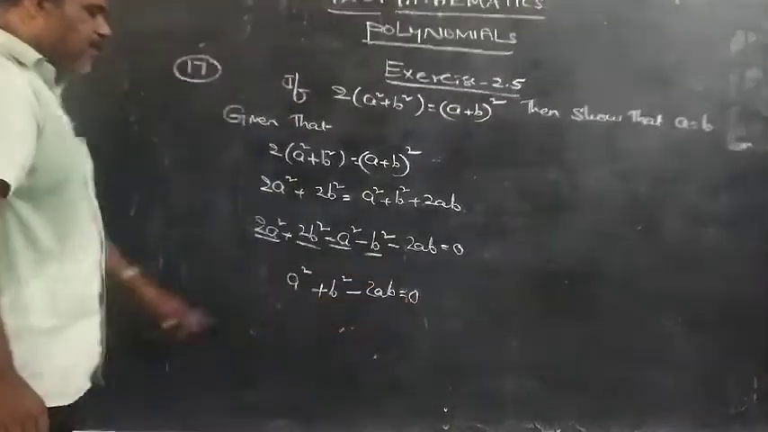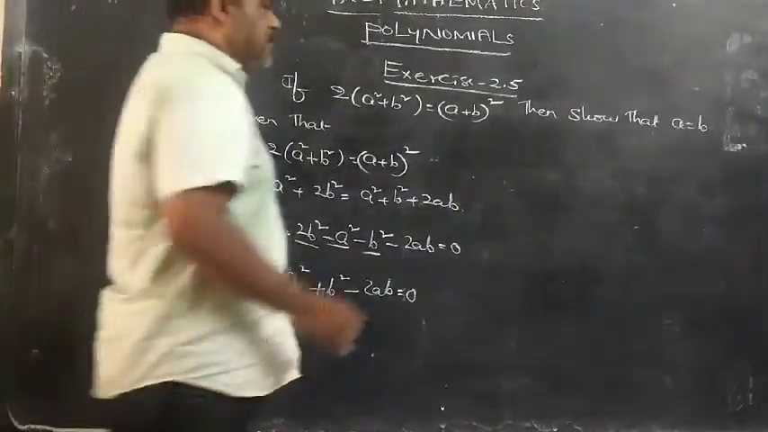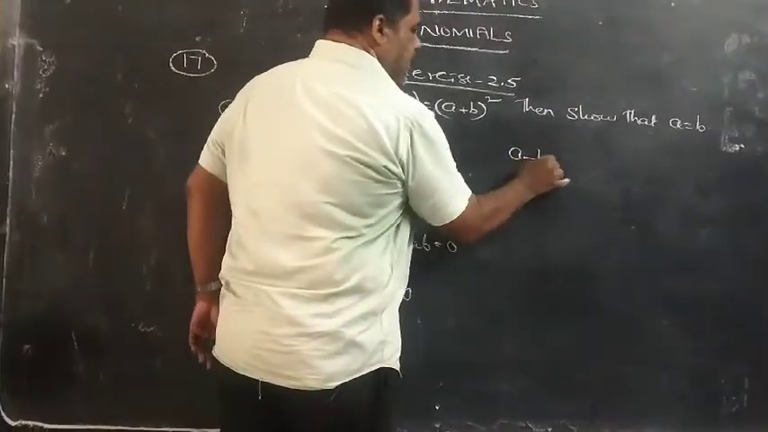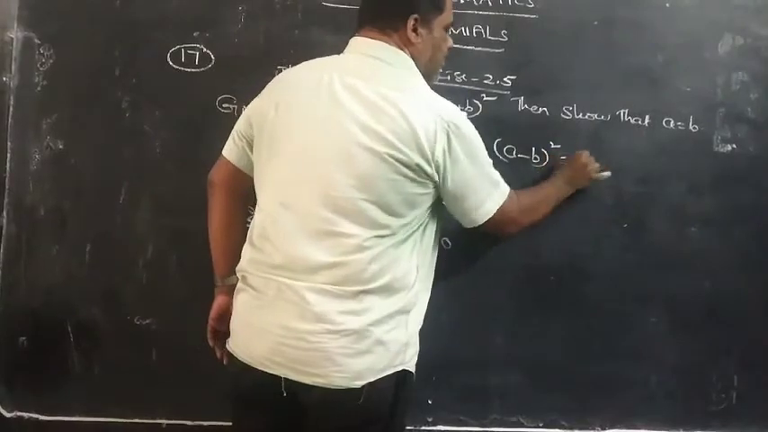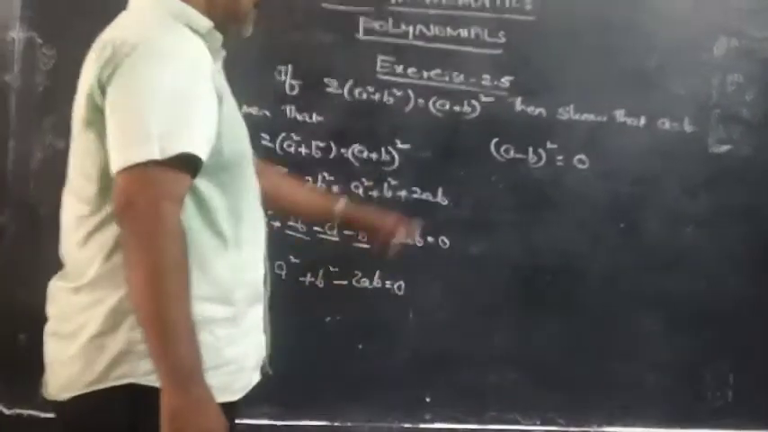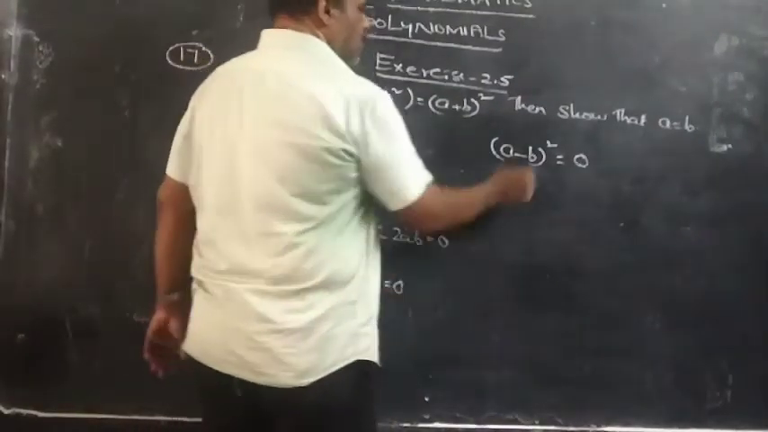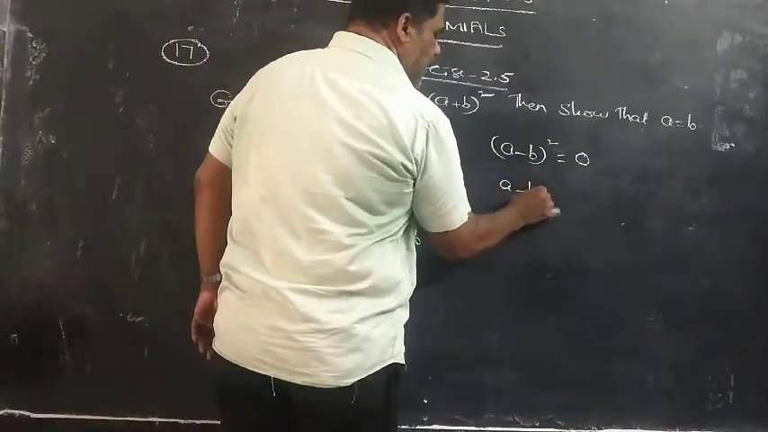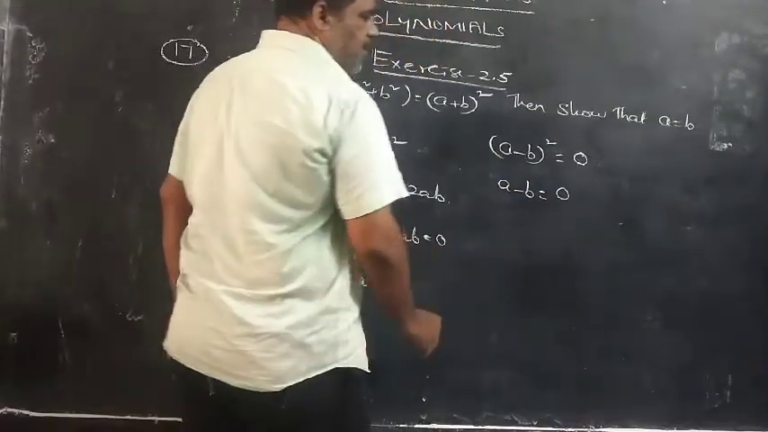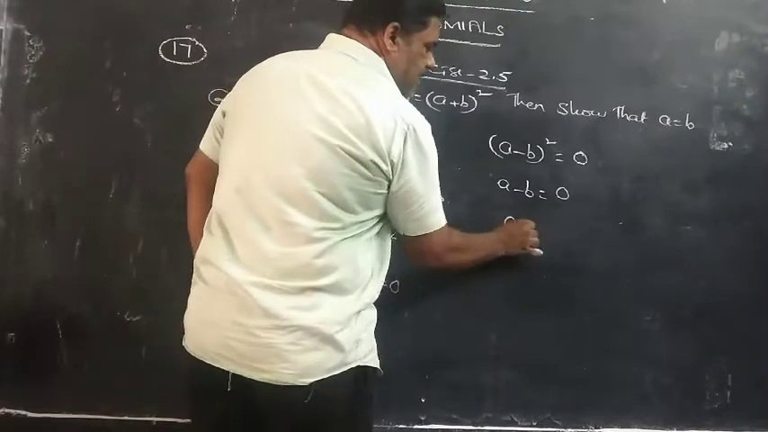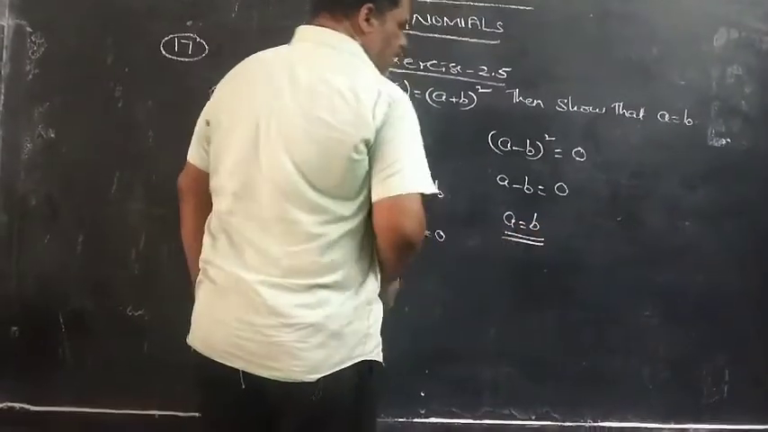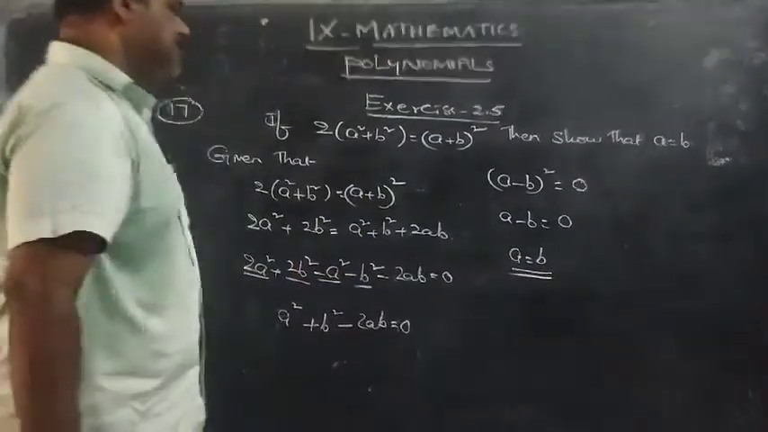Now this is in the form of a square plus b square minus 2ab, which is a minus b whole square. So we get a minus b whole square is equal to 0. If you remove the square, a minus b is the square root of 0, that is 0. So a is equal to, minus b becomes plus b, a is equal to b.